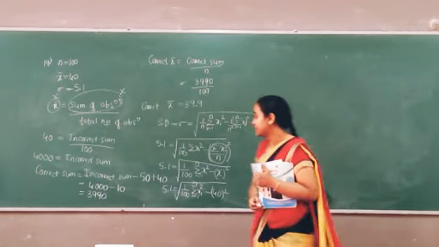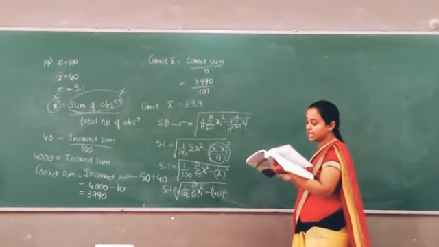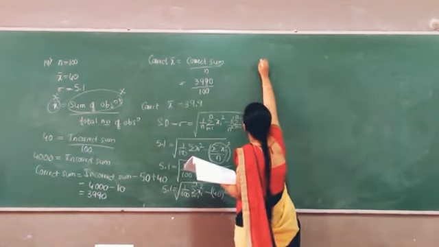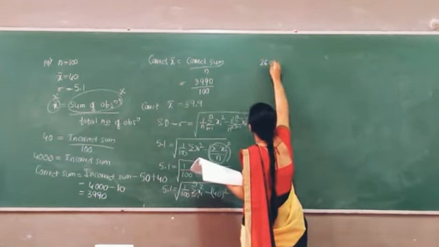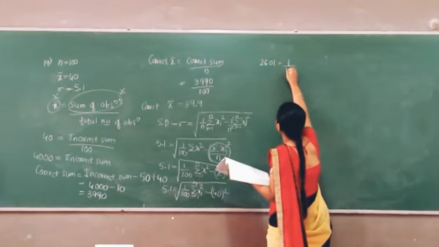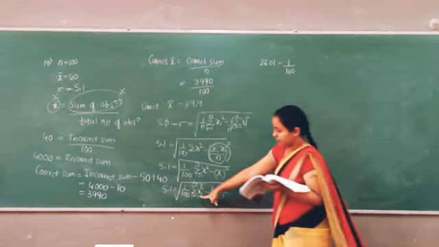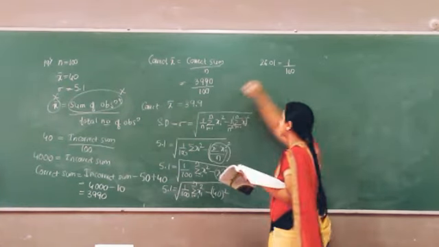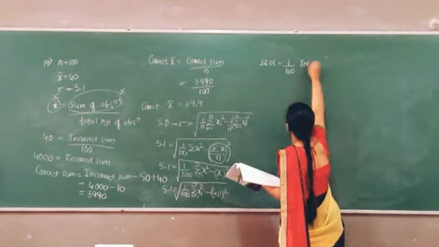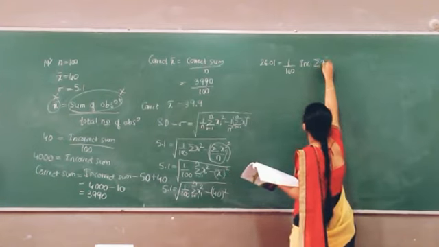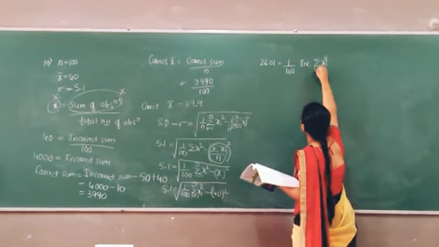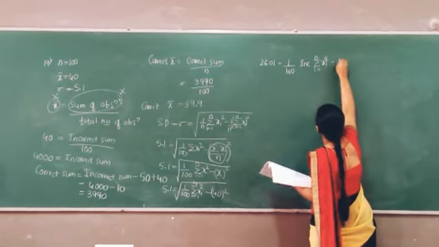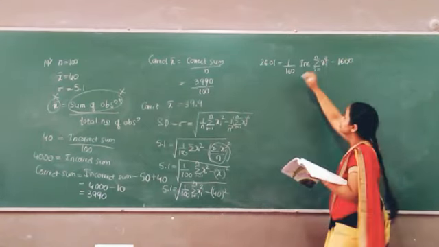Now we have to simplify further, so square on both sides. If you square on both sides, what will you get? You will get 26.01 is equal to 1 by 100, and this summation of xi square is also incorrect. So incorrect summation of xi square, where i goes from 1 to n, minus 40 square, which will be nothing but 1600. So you just simplify.